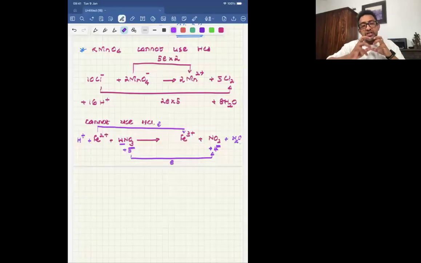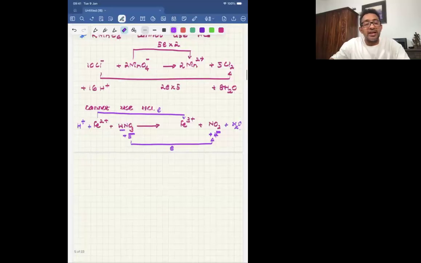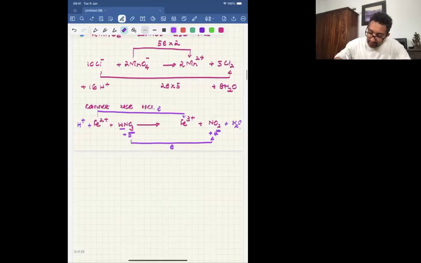So concentrated nitric acid is a strong oxidizing acid. It will not stop at Fe+2, it goes to Fe+3, the highest oxidation state. So therefore, you can't use nitric acid to dissolve this. That is why you're using dilute sulfuric acid, not even concentrated sulfuric acid. So that is why dilute H2SO4 is used.